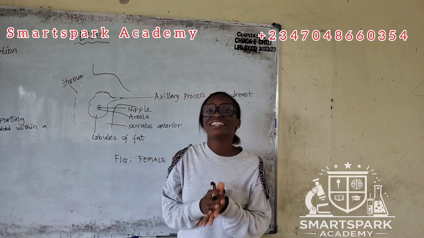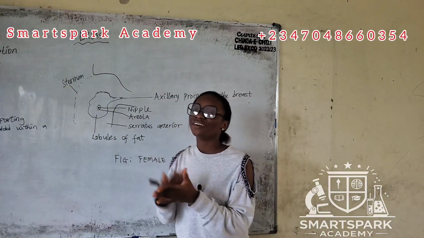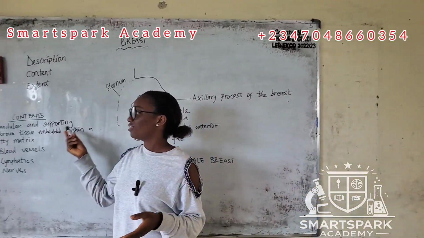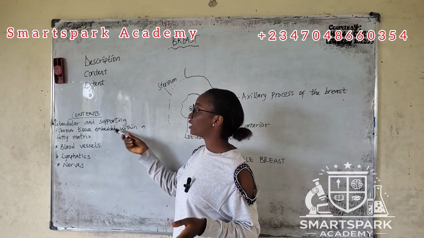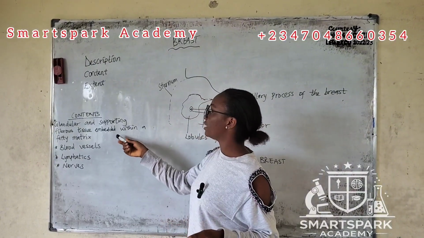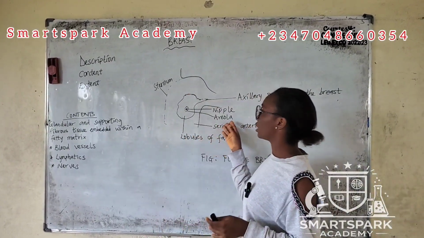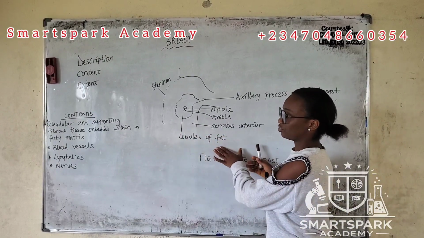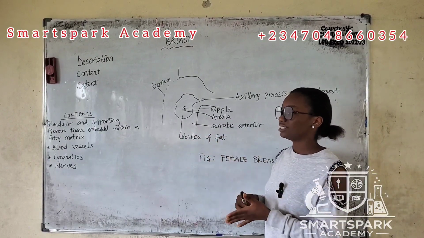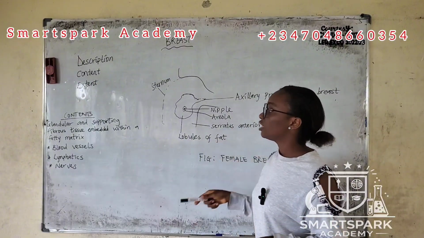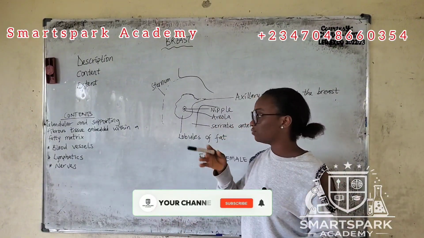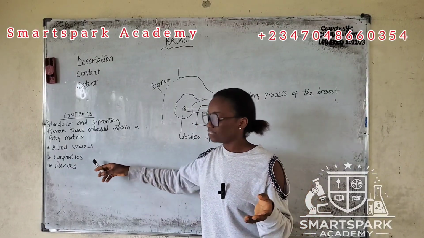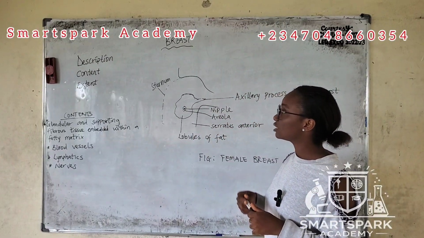Now let's look at the contents of the breast. What can we find in the breast? The first thing we have is the glandular and supporting fibrous tissue embedded within a fatty matrix. If you look at this diagram, you notice that I labeled something called lobules of fat. In this fatty matrix, there are glandular and supporting fibrous tissues. Now, we have blood vessels like the arteries, veins, and all that. We have lymphatics, lymph nodes, and we have the nerves. So these are the contents of the breast.